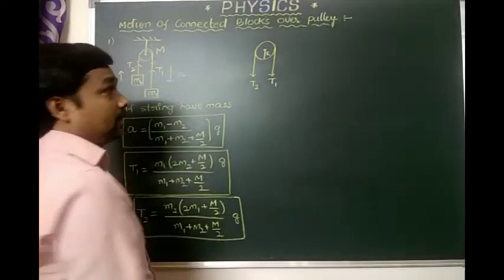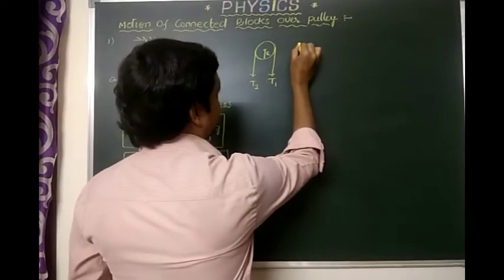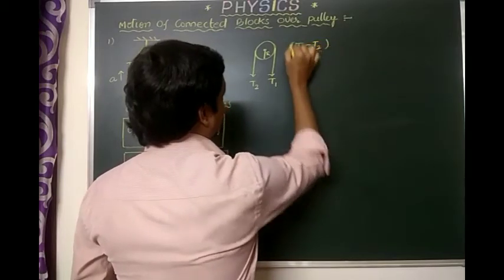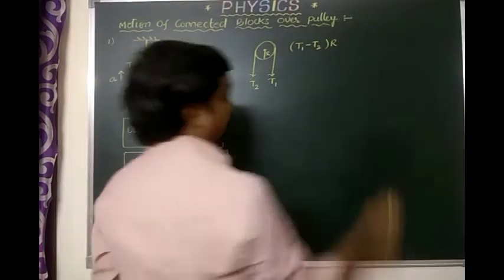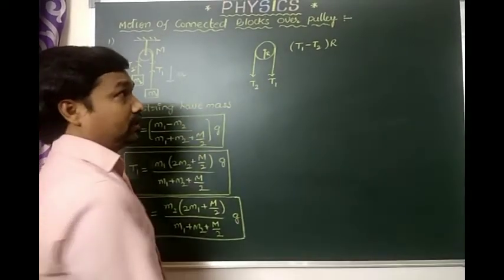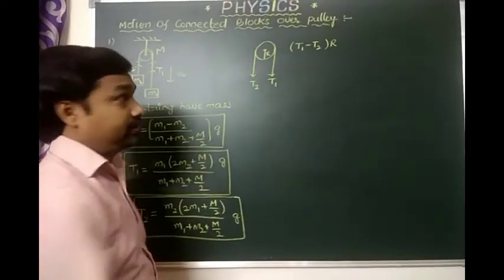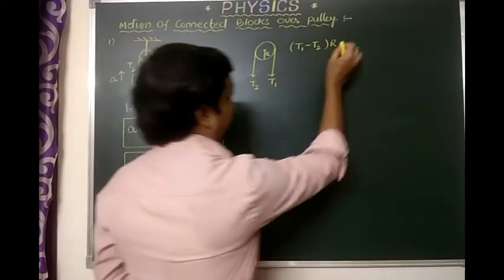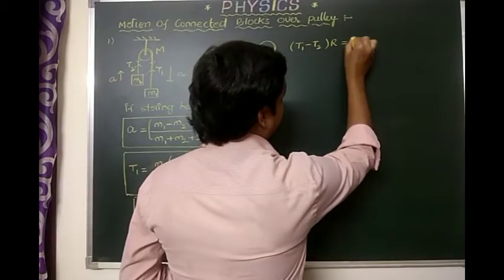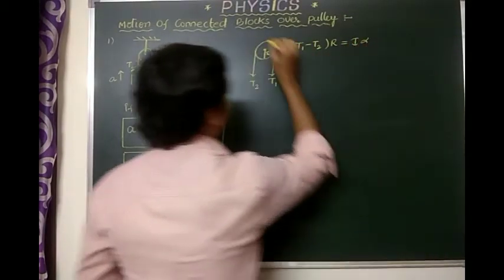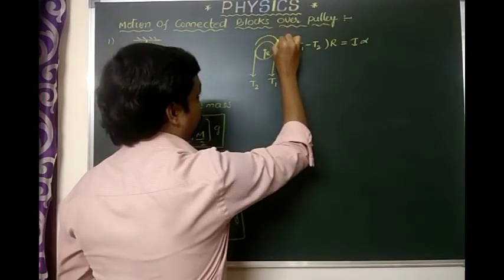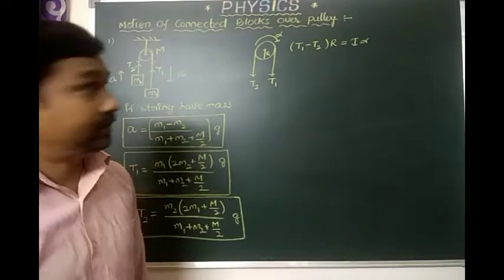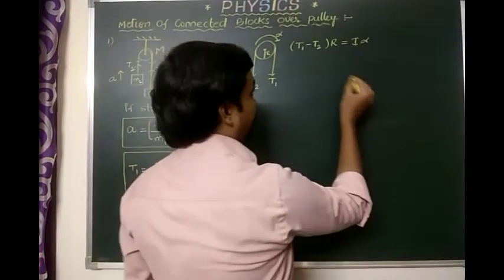Radius of the wheel will be R. So then the tension difference T1 minus T2 into R, this is the formula for torque. Torque is nothing but force into radius. So tension difference T1 minus T2 into radius R is equal to I alpha, where alpha is nothing but the angular acceleration of the wheel.